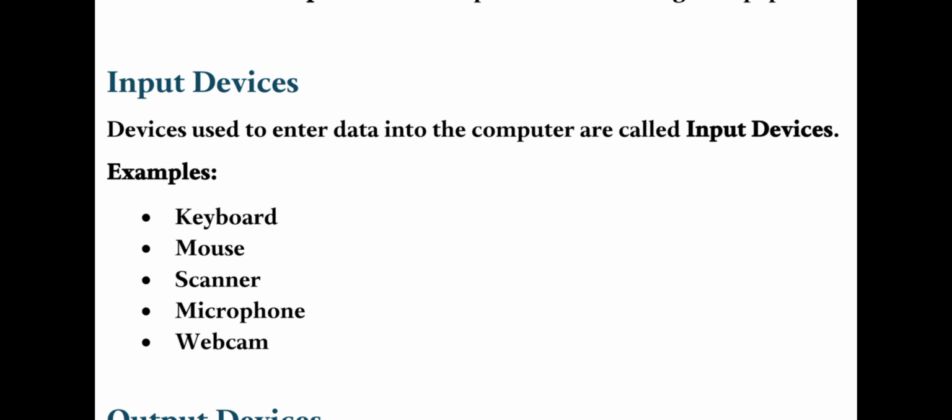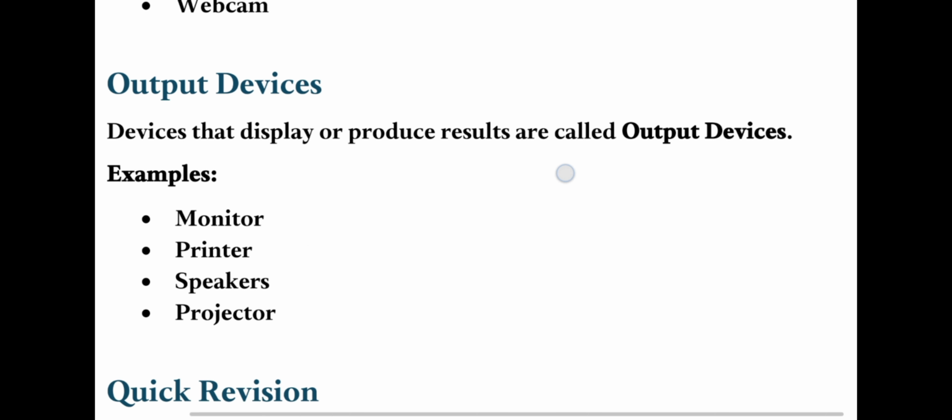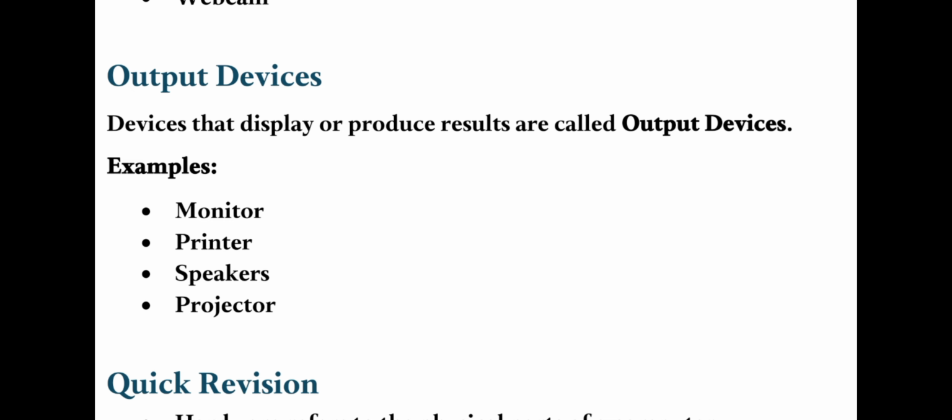Input device. Devices used to enter data into the computer are called input devices. Examples: keyboard, mouse, scanner, microphone, webcam. Output device. Devices that display or produce results are called output devices. Examples: monitor, printer, speaker, projector.